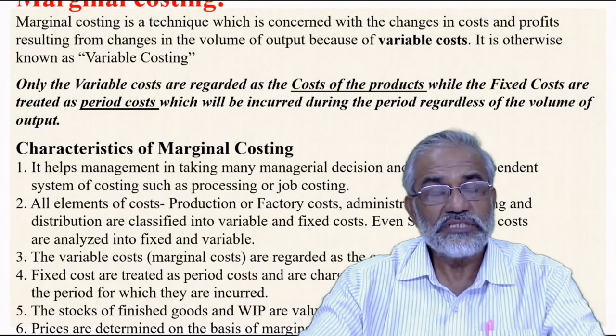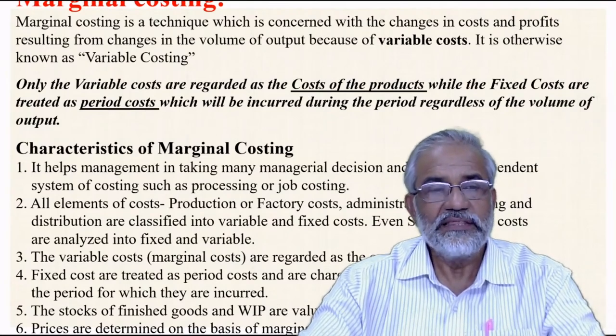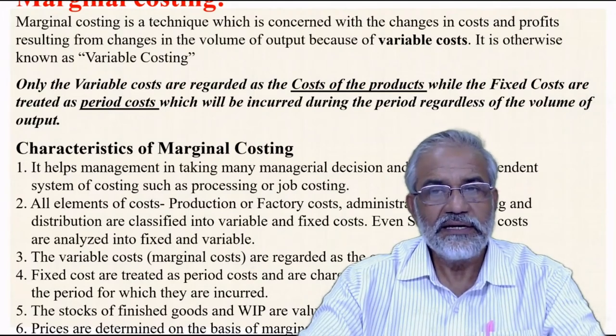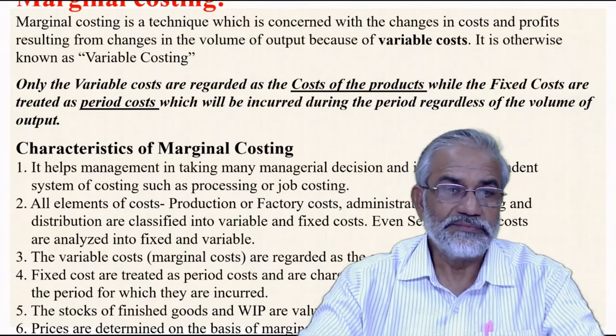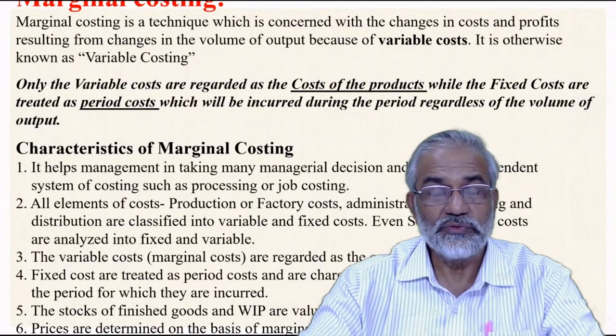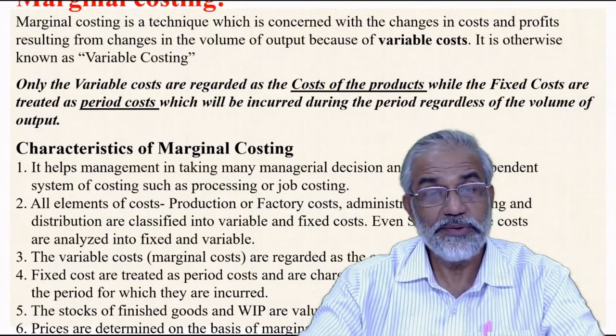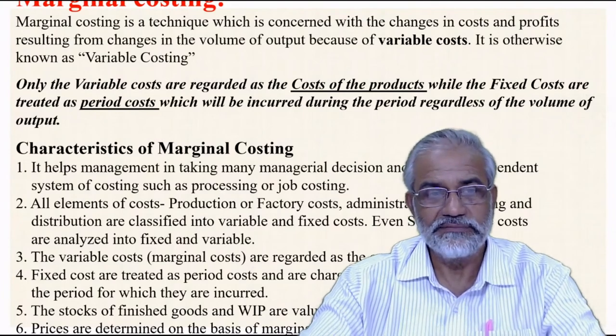Only the variable costs are regarded as the cost of product, while the fixed costs are treated as the period cost which will be incurred during the period regardless of the volume of output. The fixed cost doesn't vary with the volume of output. It will remain constant for a certain period and for a certain range of production.